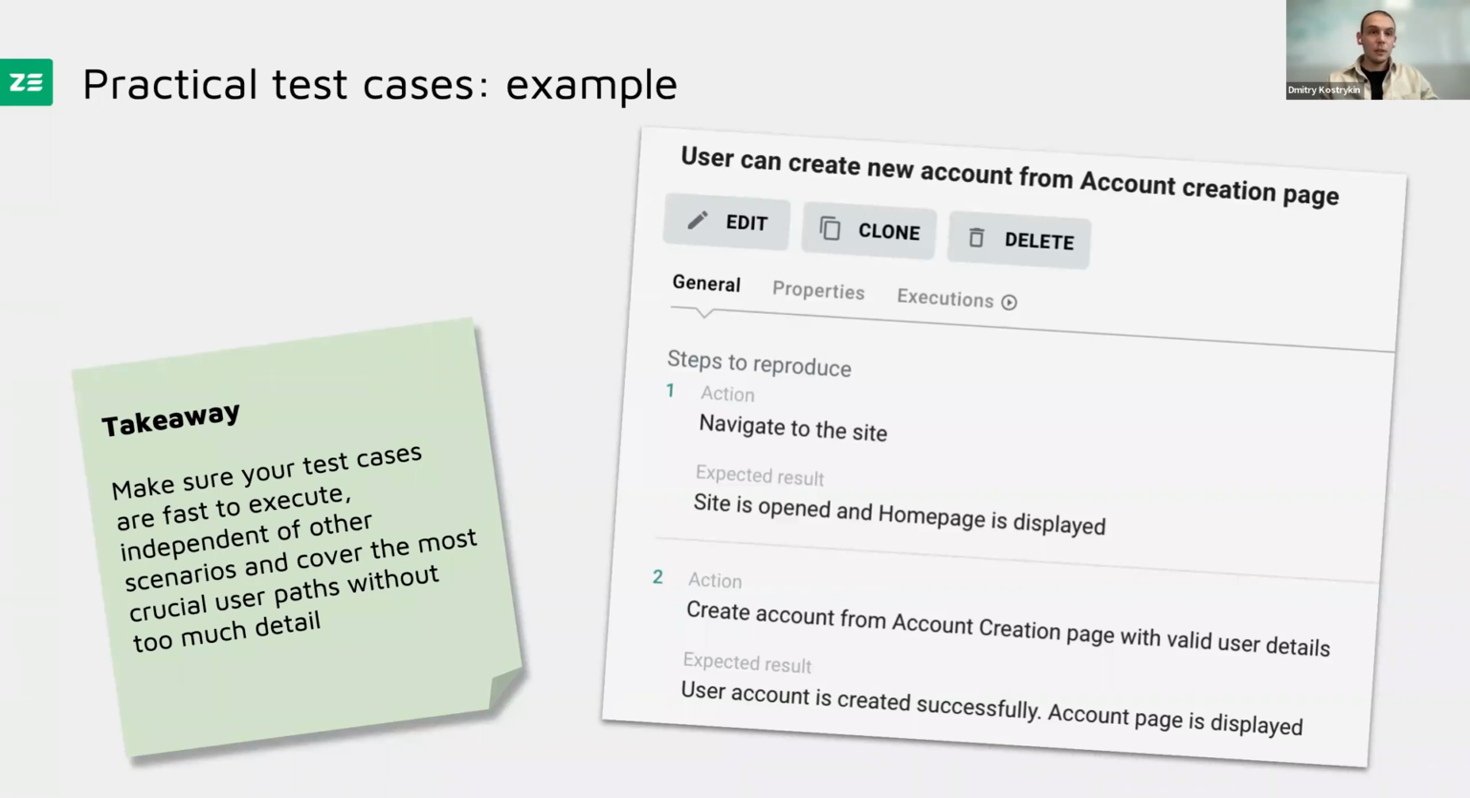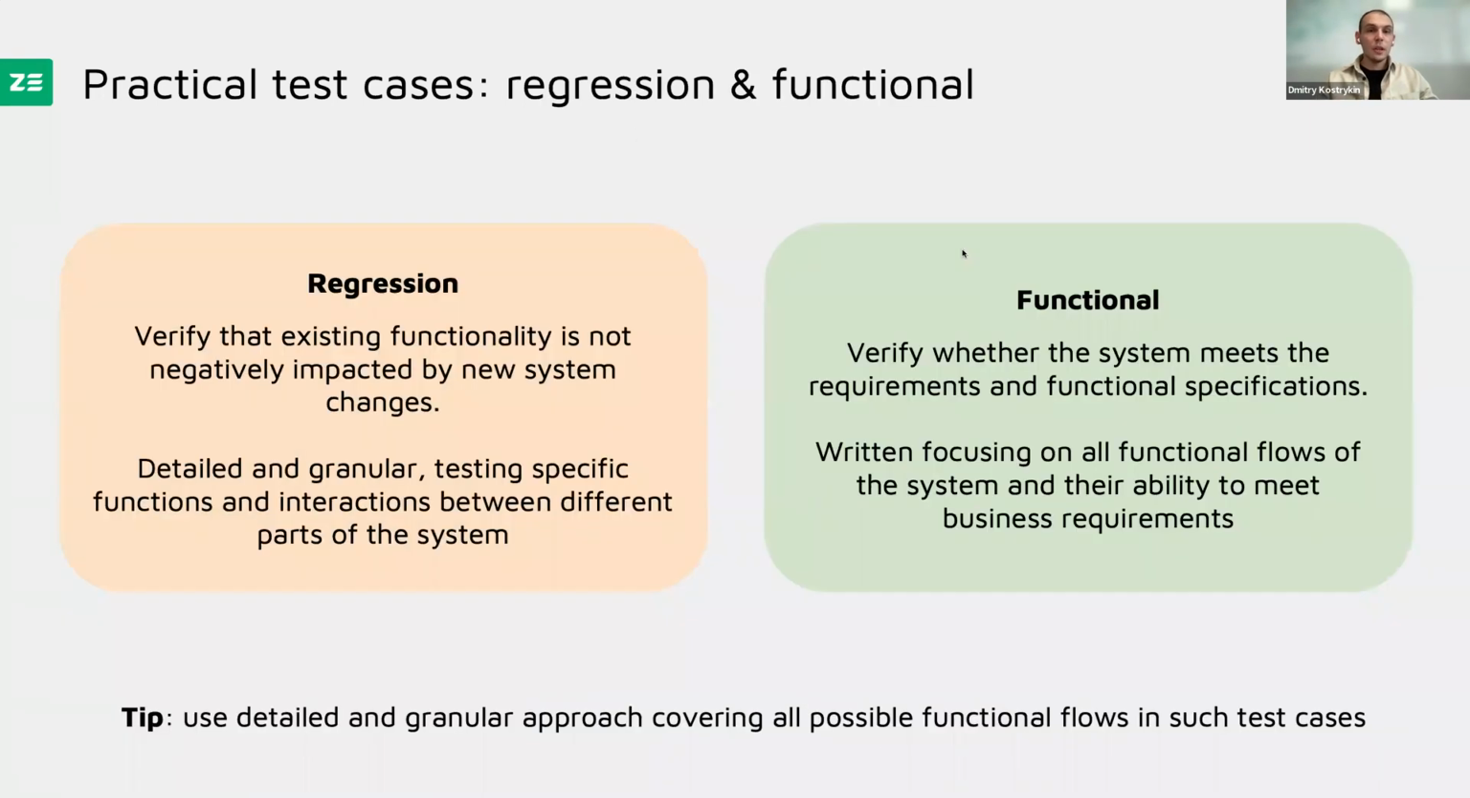The opposite approach is related to other types of test cases. And here I would like to showcase regression and functional tests. Functional tests are focused on validating whether your application meets the functional specifications and acceptance criteria. And regression test cases validate the same, but at a later stage, when we have to ensure that your system is not negatively impacted by any new changes.